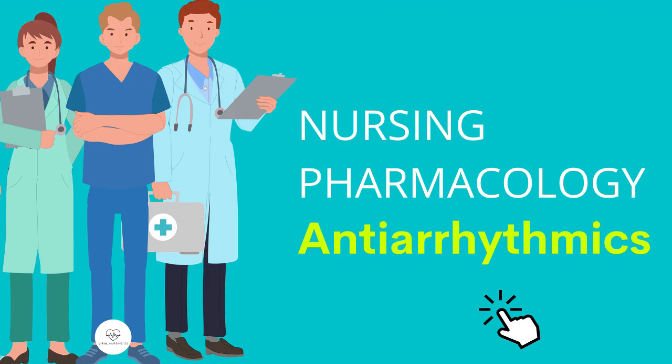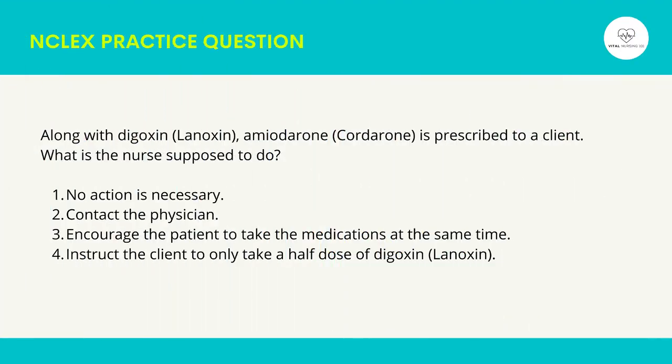Before we begin, let's see if you can get this question correct. Along with digoxin, amiodarone is also prescribed to a client. What is the nurse supposed to do? 1. No action is necessary. 2. Contact the physician. 3. Encourage the patient to take the medications at the same time. Or 4. Instruct the client to only take a half dose of digoxin or Lanoxin. Put your answer in the comment box below.